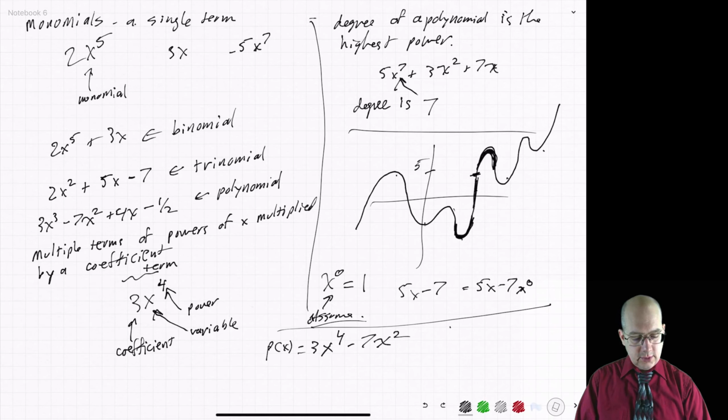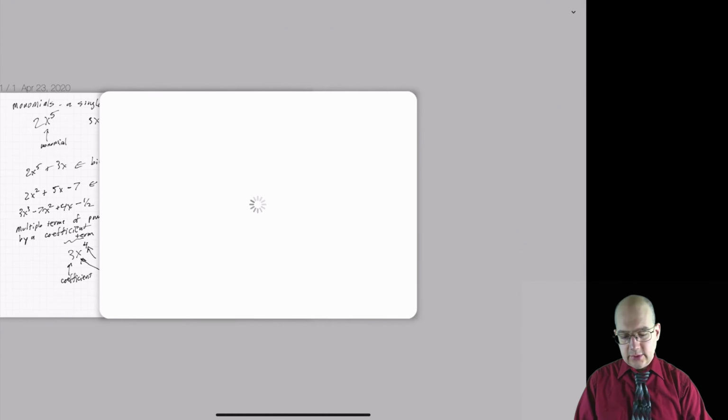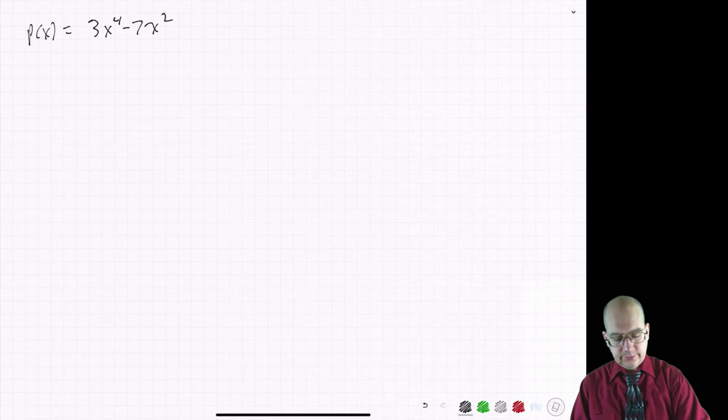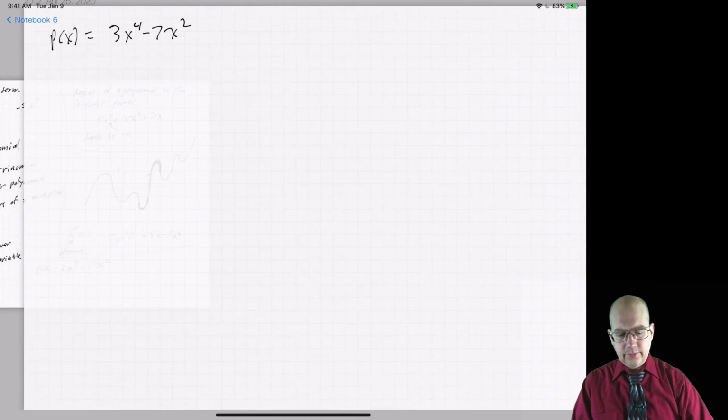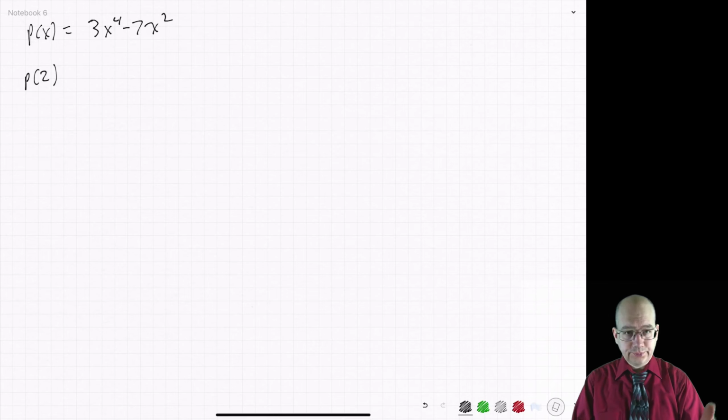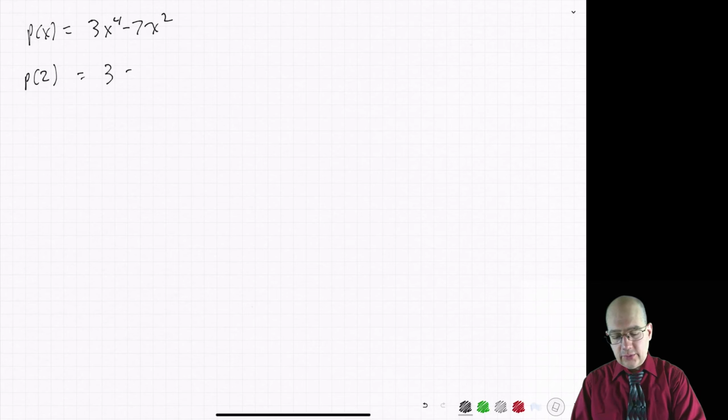So let's just see how, well, just get a new page. So p of x equals 3x to the 4th minus 7x squared. All right, so if we wanted to compute, say, p of 2, it's fine: equals 3 times 2 to the 4th minus 7 times 2 squared. Well, I guess that should be consistent where I put the power.